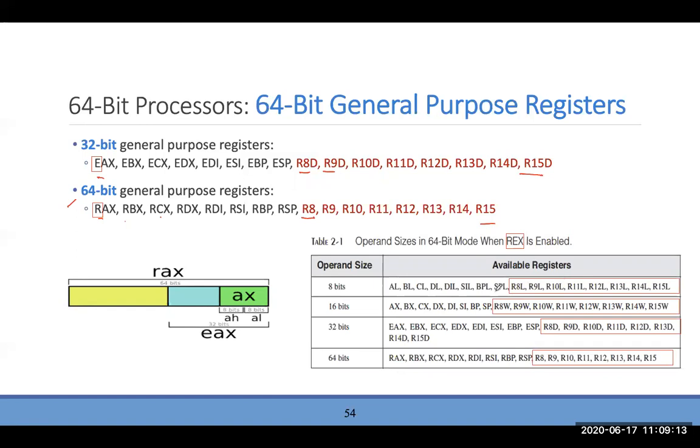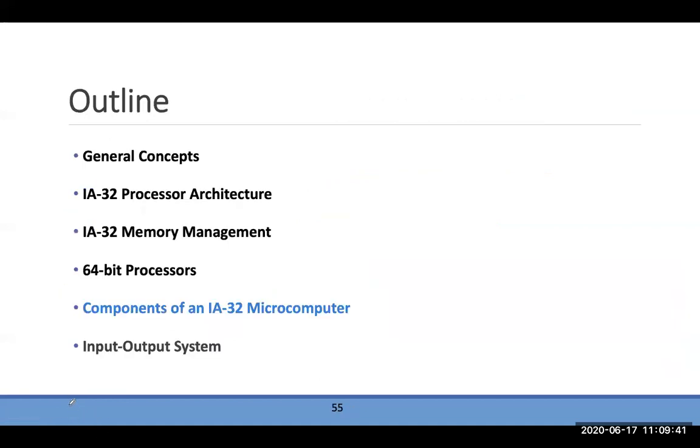And these are the names of those registers. You can call them R8L, R9L. So these are 8 bits, 16 bits, 32 bits, and 64 bits. These are all available registers when you are in 64-bit mode. You're going to have one simple program, maybe in the third or fourth week, where you're going to see what it looks like when you program in 64-bit. But for now, we're going to focus on the 32-bit.